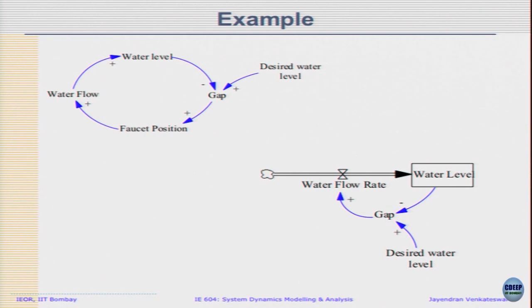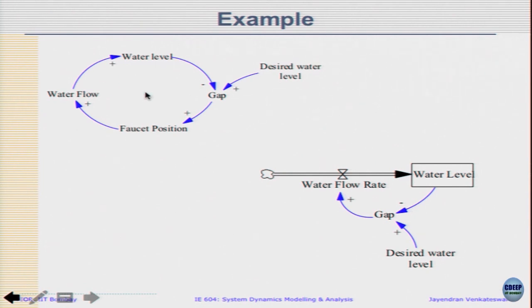Then there are other variables. So I can simply map it as, okay, let us have desired water level, which is information that I have from outside the system. So I have defined it as a variable here. Identified the gap, see the same causal links, and then that gap again affects the flow rate. So now this is also what we call a stock flow representation of the model.